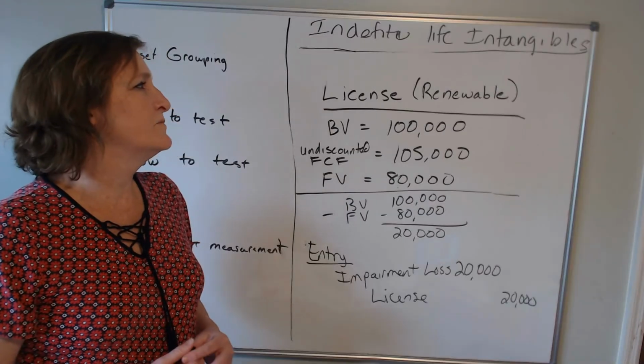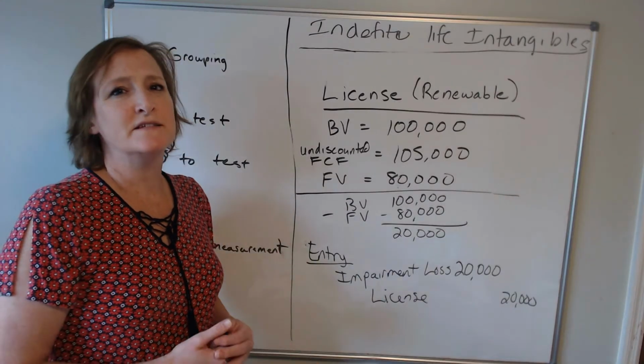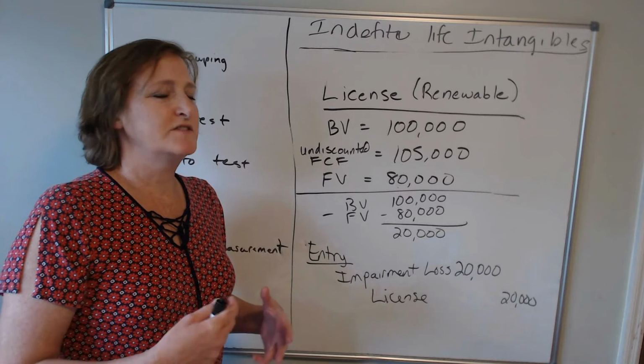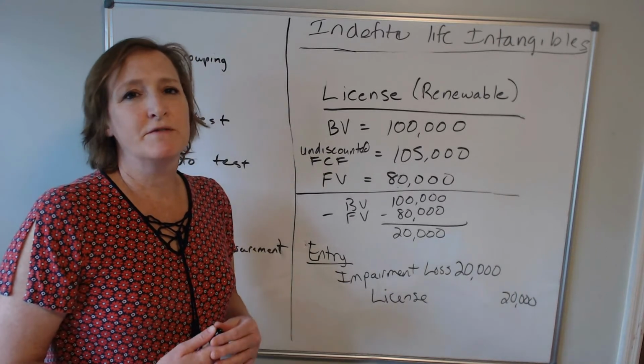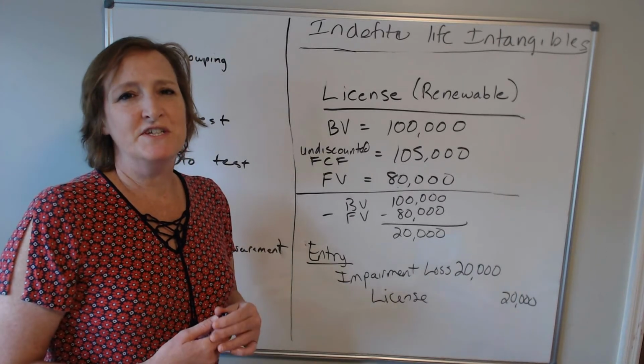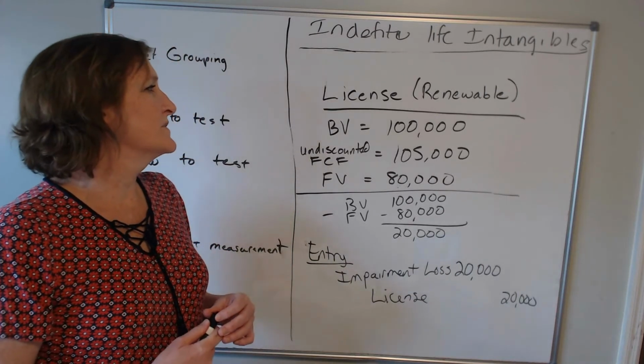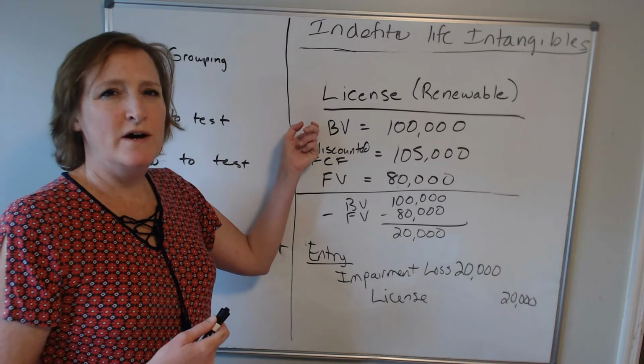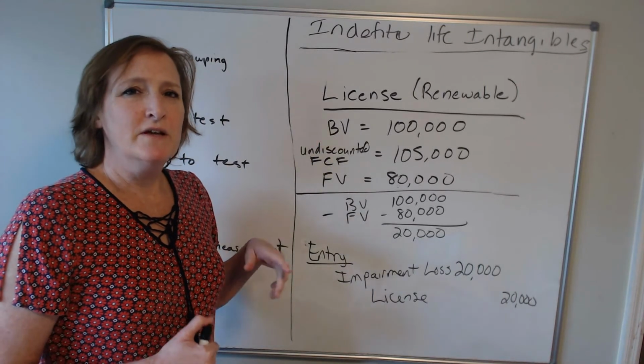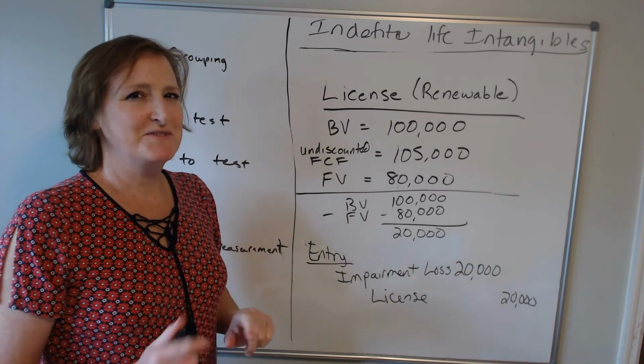In this example, what we have is some kind of renewable license, and it's very likely that you're going to renew it every once in a while, as often as you need to, so it's considered indefinite life. So what we're going to do is we look at its book value. We acquired it for $100,000. I threw this up here just because it could happen.